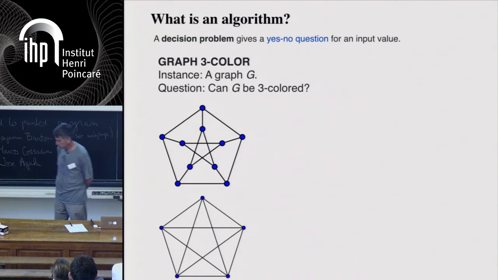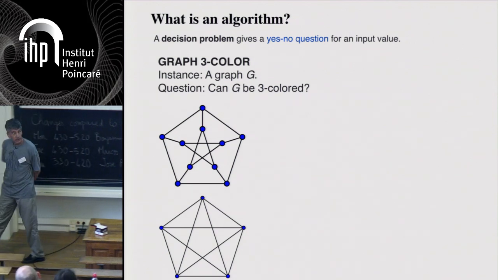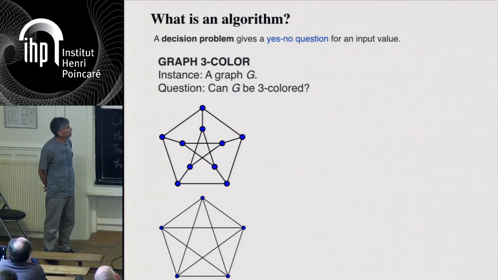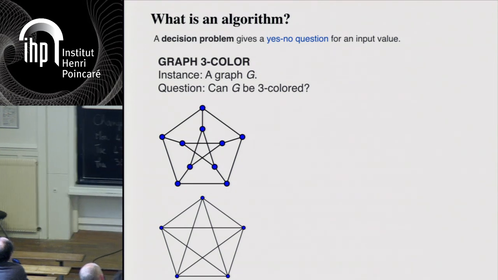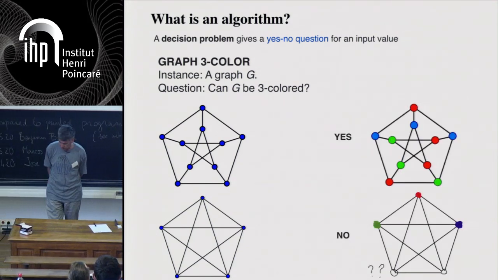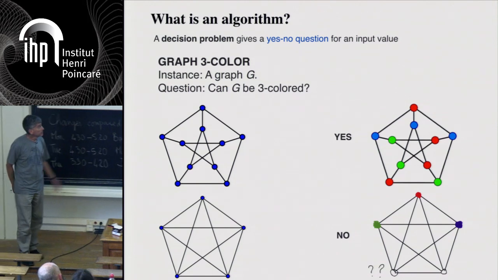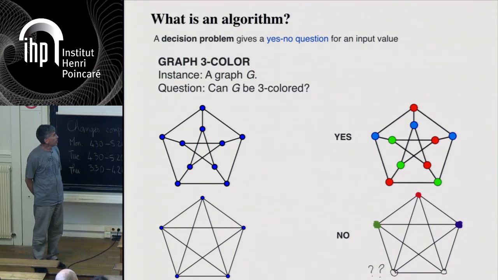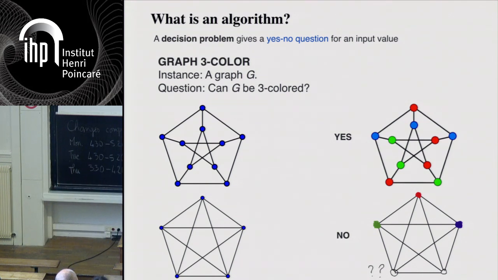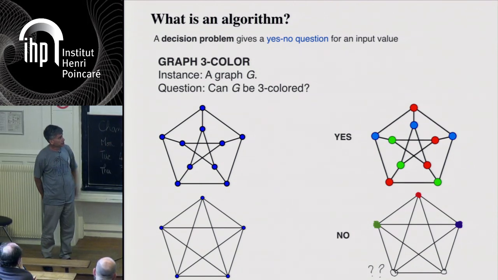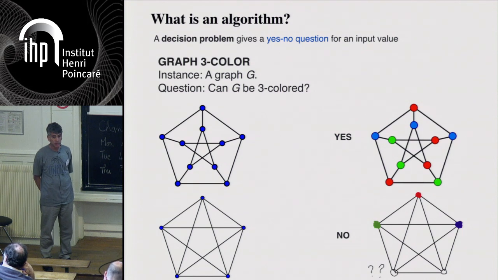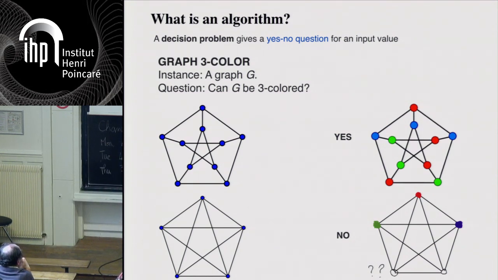Here's two examples of graphs. The top graph is called the Petersen graph, and the bottom graph is the complete graph on five vertices. And we can ask in each case, is there an assignment of colors to the vertices which satisfies the three coloring property? It turns out to be yes for the first graph, and you can see how to do it there. And the answer is no for the complete graph, and you can see that by just assigning, it doesn't matter what colors you use, up to permutation we can assign those three colors to that triangle, and then there's no way to extend that to the fourth vertex. So for this graph, the answer is no.